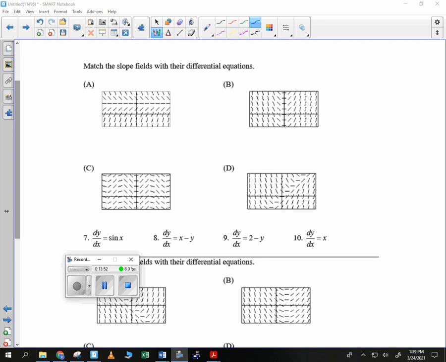Where does A match to? How did you know? Yeah, if you look for a y value of 2, that's where you have zeros all the way across.